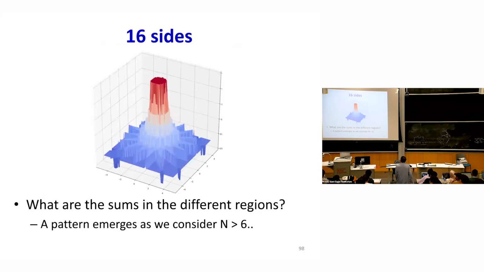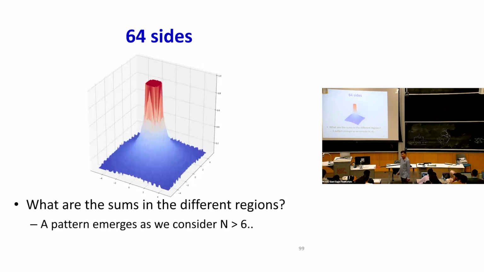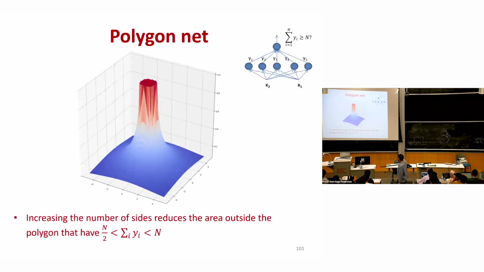This is with 16 sides. The lowest sum you're going to get is 8, and it's 16 inside the 16-gon, whatever it's called, right? This is with 64 sides. This is with 1,000 sides. As I keep increasing the number of sides, what will the figure eventually become? It's going to look almost cylindrical.